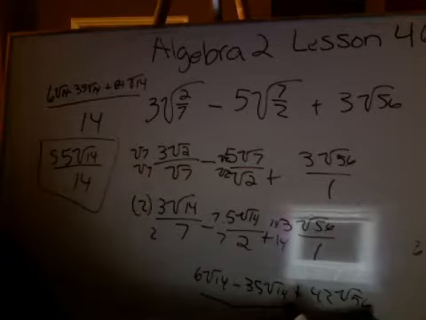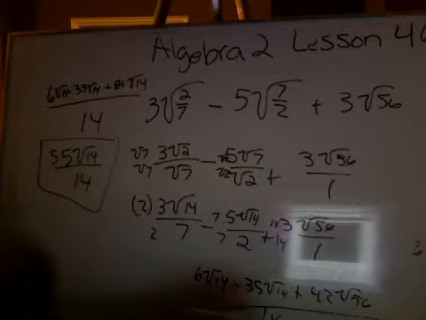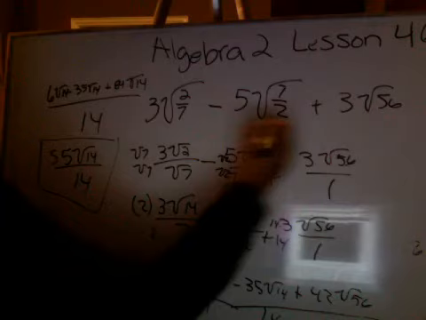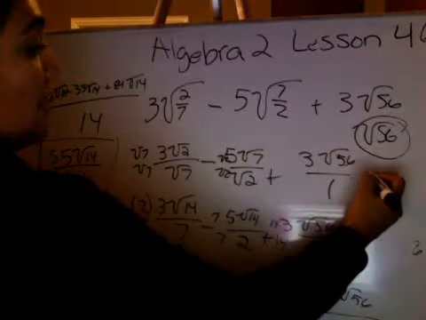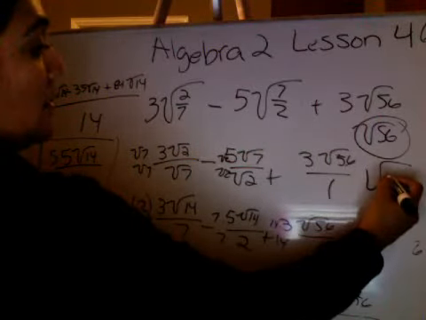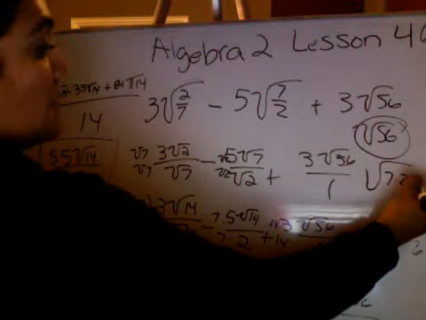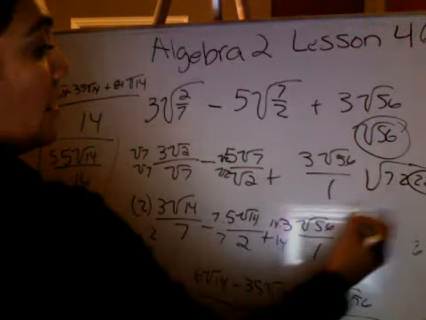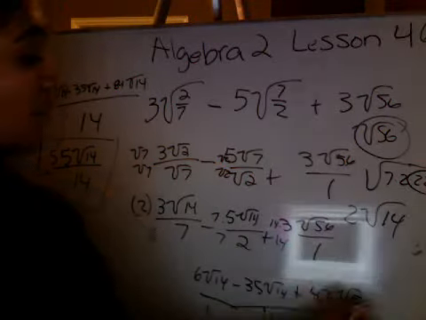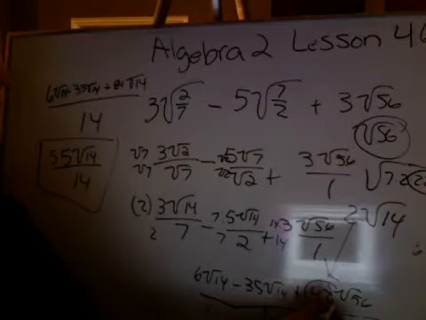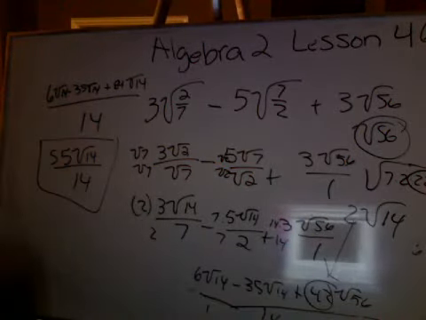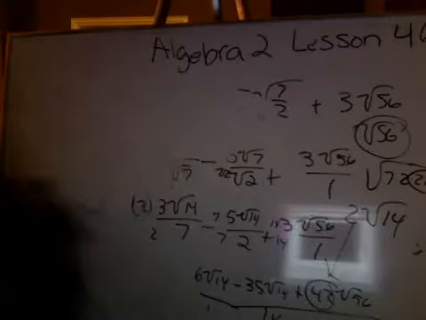You're going to have to look at this and see if you can take out anything. When you have a square root of a big number like 56, yes, you can, because that's the same thing as saying 7 times 2 times 2 times 2. You can take out a 2, which leaves me square root of 14, but you have to multiply that 2 by whatever you have outside of that radical sign. Okay, so let's move on.